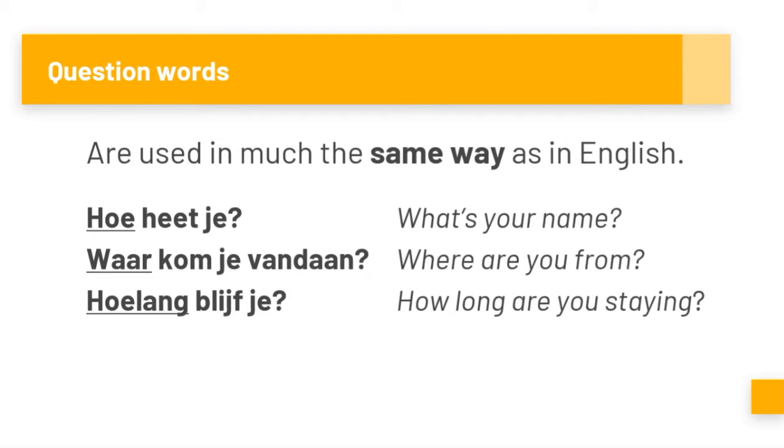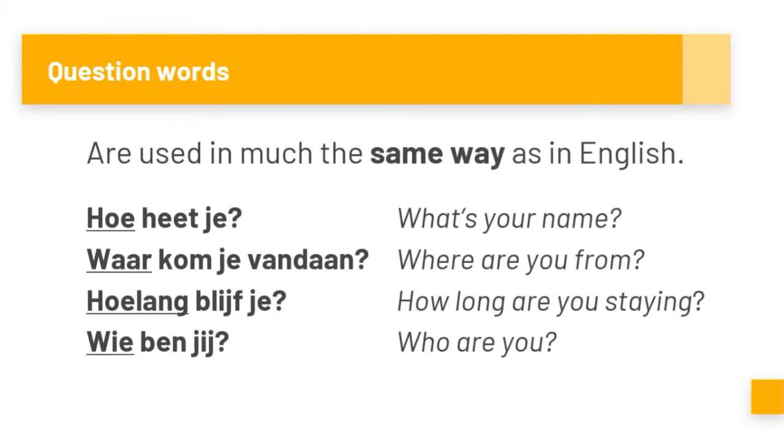If we talk about how long are you staying, the question how long is at the beginning of the sentence. That is the same as in Dutch. We say, hoe lang blijf je? Hoe lang blijf je?